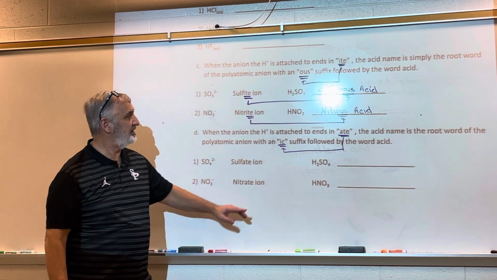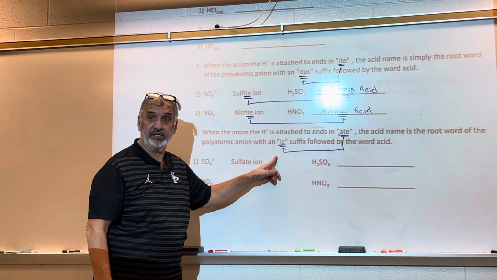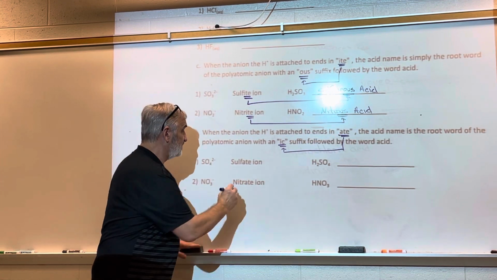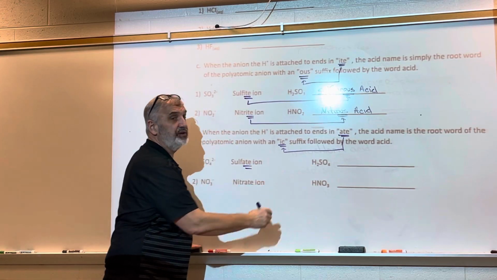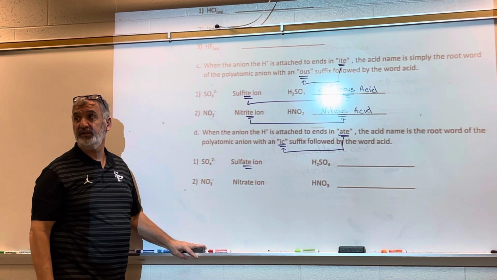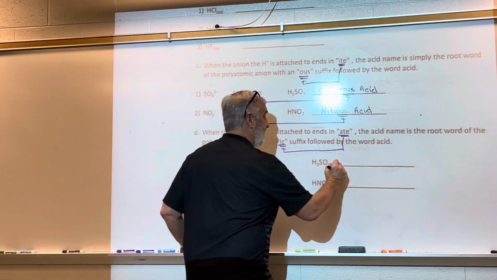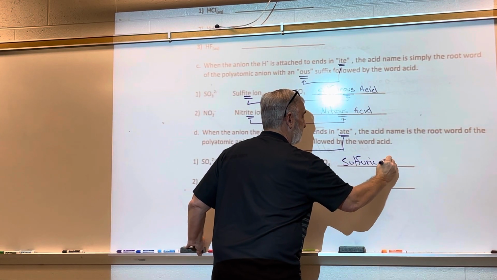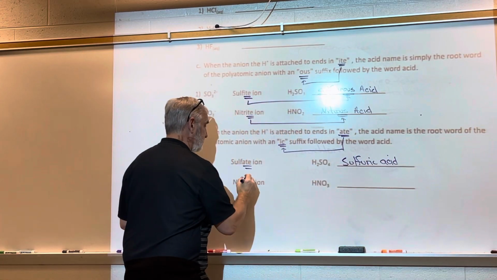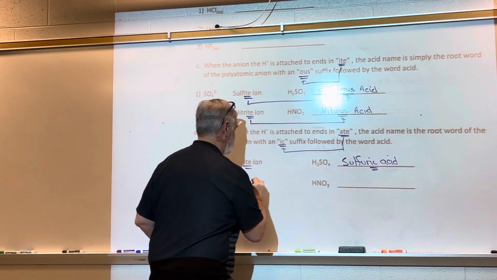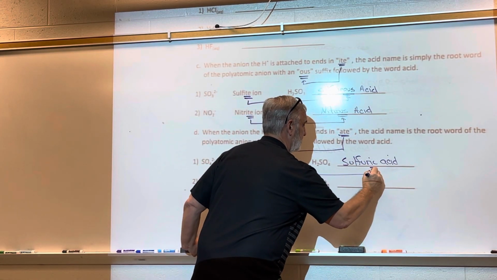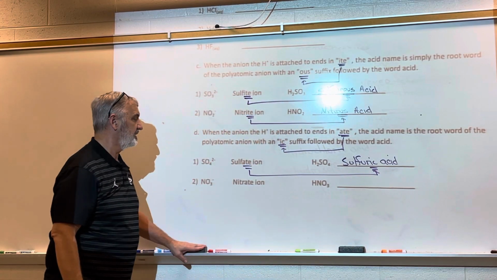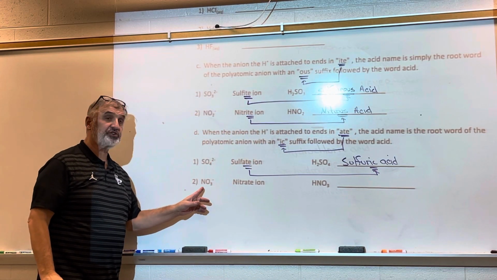Okay? But now down here, "ate" goes to "ick." So if this is sulfate, what's H2SO4 going to be? Sulfuric acid. Again, the "ate" goes to "ick." So this is the nitrate ion.